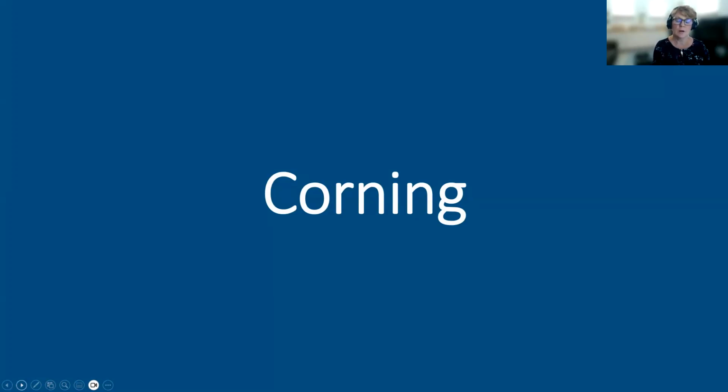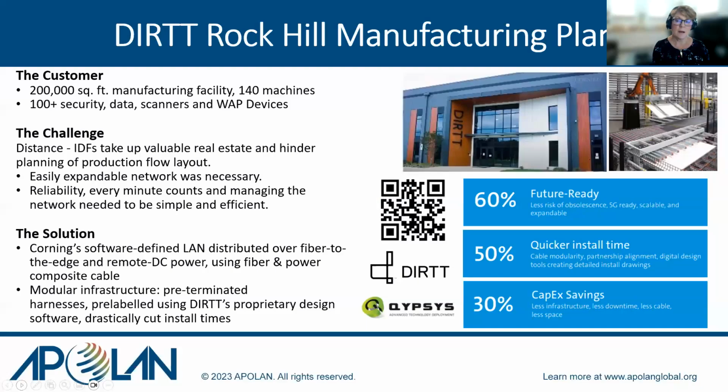So today I'll show you a few of our case studies. The first one I'll talk about is a manufacturing facility. You heard John talk about how difficult it is to operate within a manufacturing facility. So this one is DIRT. DIRT is a manufacturer of modular infrastructure, and they have a 200,000 square foot manufacturing facility with, it's really like, an Industry 4.0 type of completely automated factory.